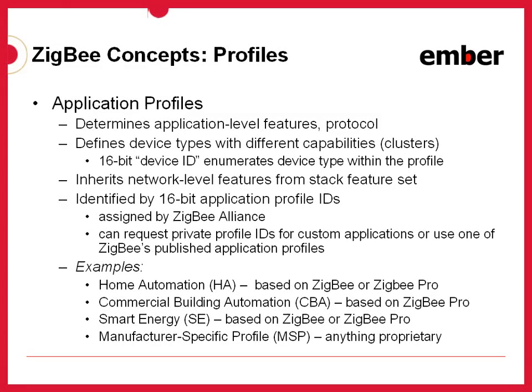Now, if you need to build a custom profile because there's not a public profile that does what you want, you're certainly welcome to do that, but you should go to the ZigBee Alliance and request your own private profile ID so that over the air you can identify yourself as being some proprietary profile that's unique to you and not conflicting with someone else. That way, when your messages go over the air, they contain this 16-bit profile identifier that distinguishes your messages on your profile from another message on another profile. So again, examples of these profiles would be HA, CBA, Smart Energy, or anything manufacturer-specific, an MSP, manufacturer-specific profile.